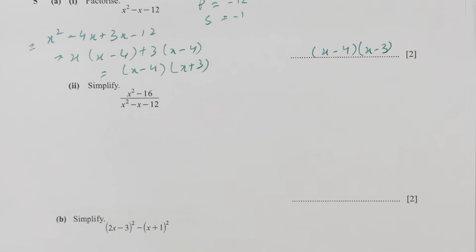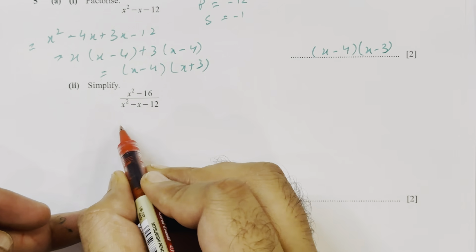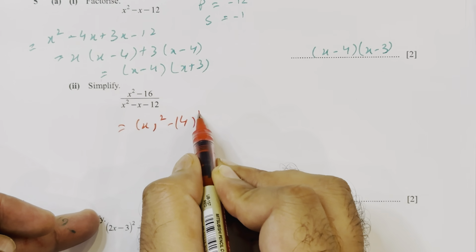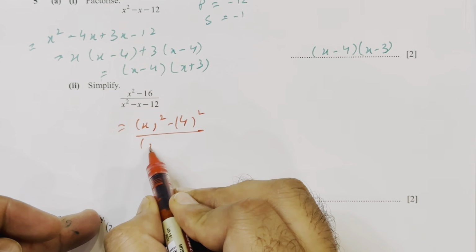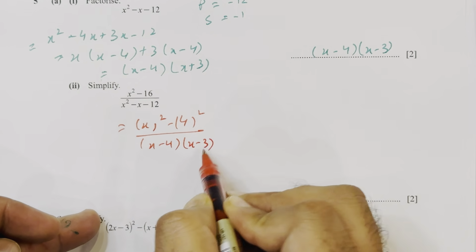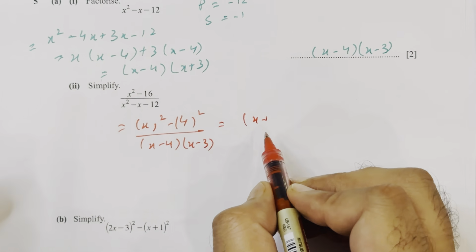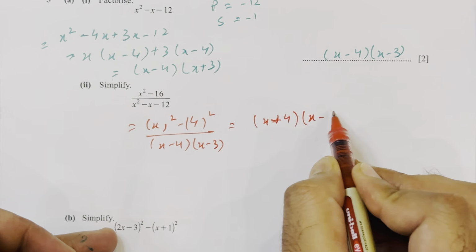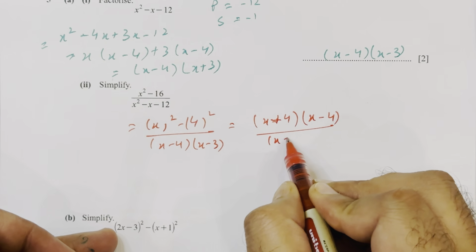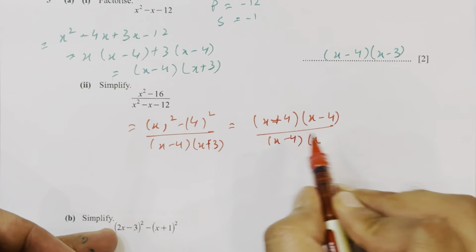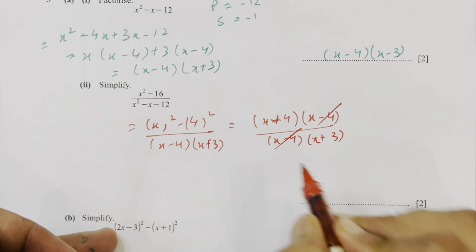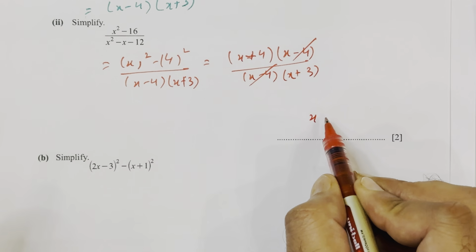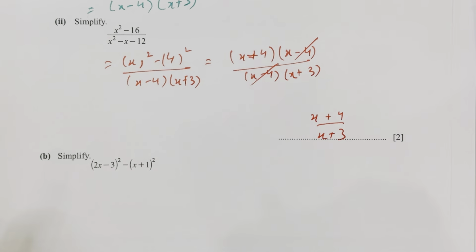Moving to its second part, x square minus 16. We know that it has the formula of x whole square minus 4 whole square, and lower we have just factorized. We can write x minus 4 into x plus 3, and for upper we can apply this formula, a square minus b square, that would be equal to a plus b, a minus b, then x plus 4 and x minus 4. So we're gonna cancel x minus 4, so we get the value x plus 4 over x plus 3 as our final answer.